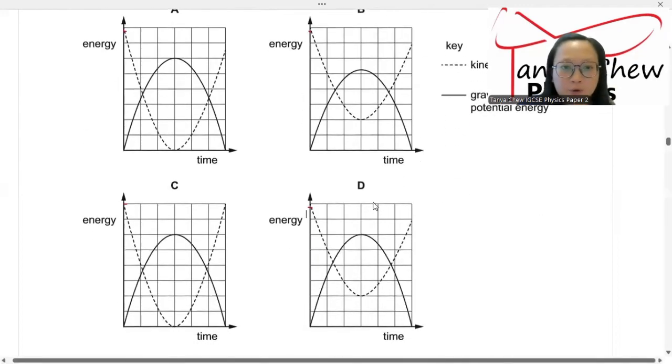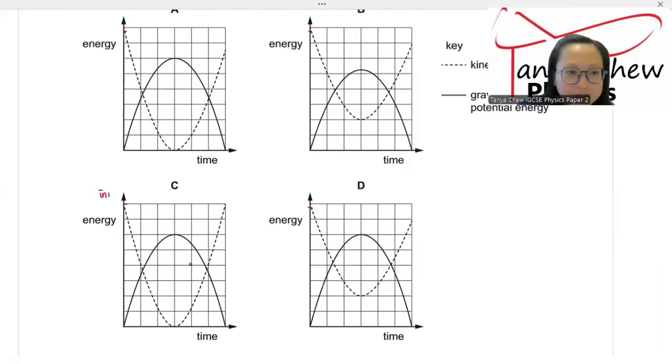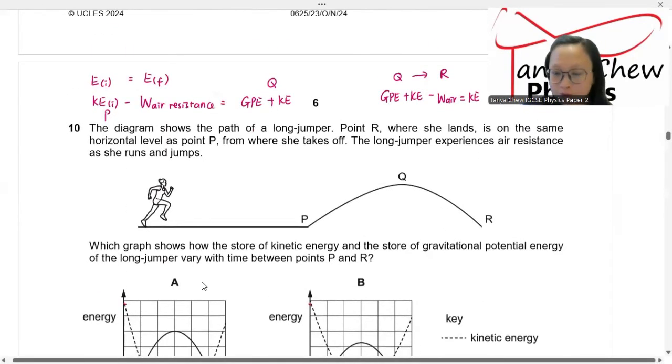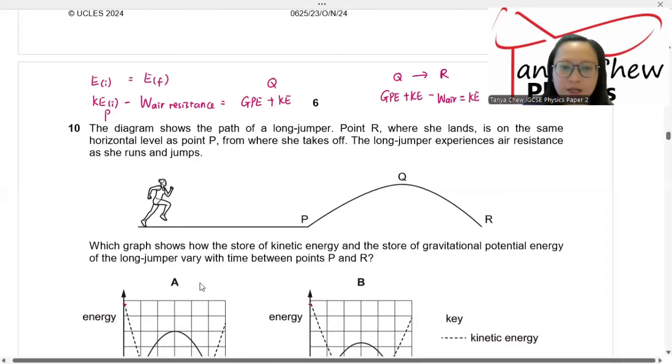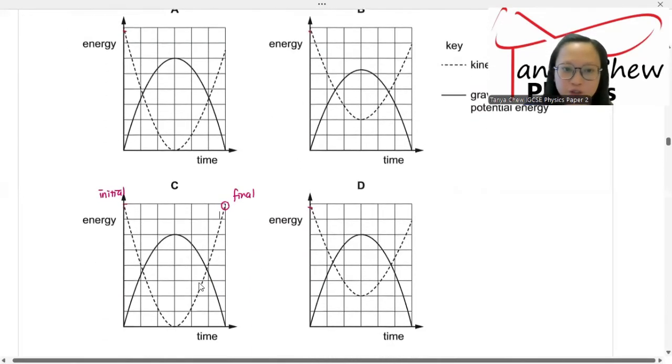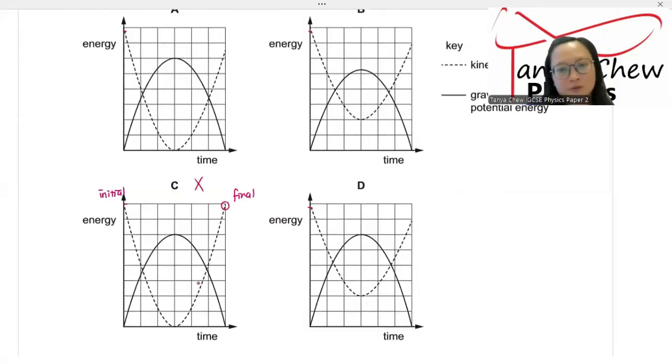And I cannot agree with C. Why? Because, right, C, it seems like, okay, this is called initial energy. This is how you see it, initial. And this is called final energy. It seems like the final energy is reaching the same point as the initial energy. This is another tip that I want to give you. If the question mentioned that there is air resistance or frictional force or drag force acting on a moving object, you bear in mind the final energy must always be lesser. It cannot be as high as the initial energy. So C cannot be your answer.